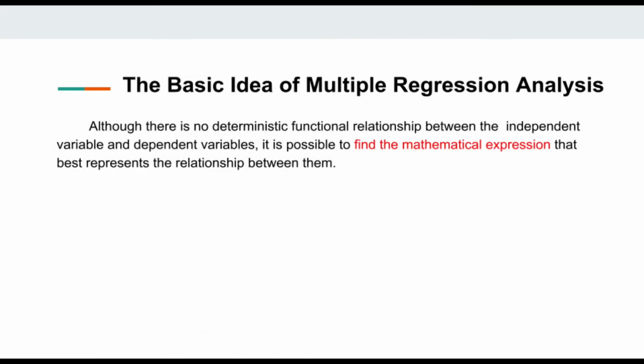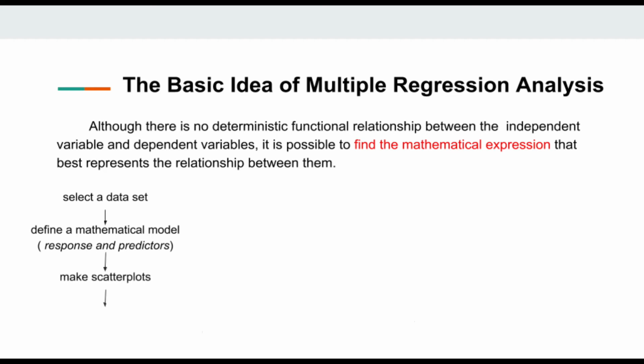The basic idea of multiple regression analysis is that although there is no determinate functional relationship between the independent and dependent variables, it is possible to find a mathematical expression that best represents the relationship between them. First, we need to select the data set and define a mathematical model. And then we summarize the model by using R. It is considered as the parameter estimations.